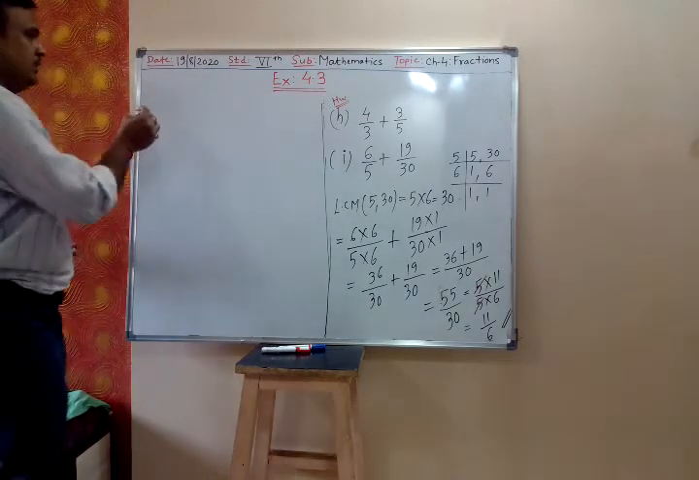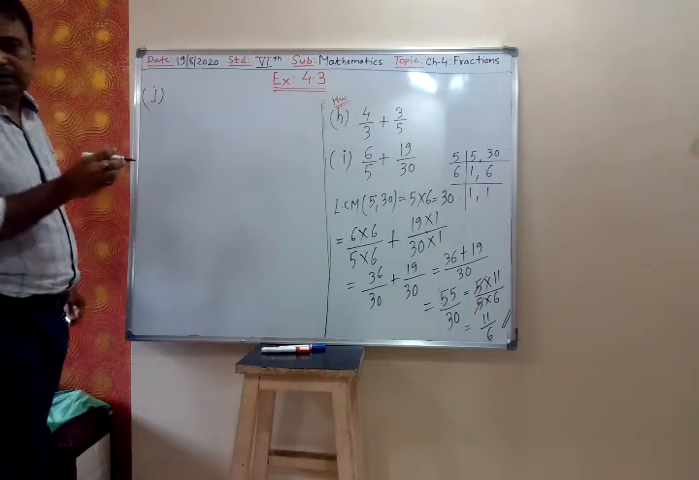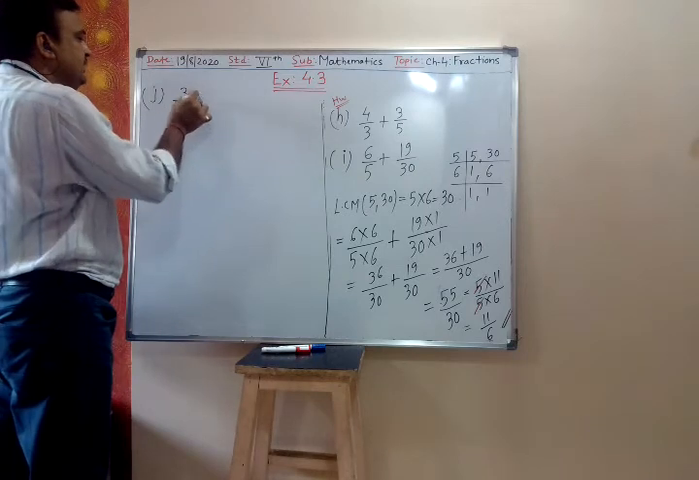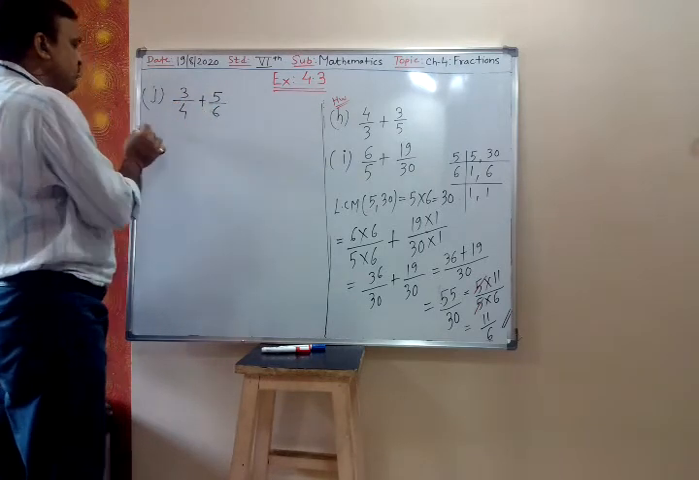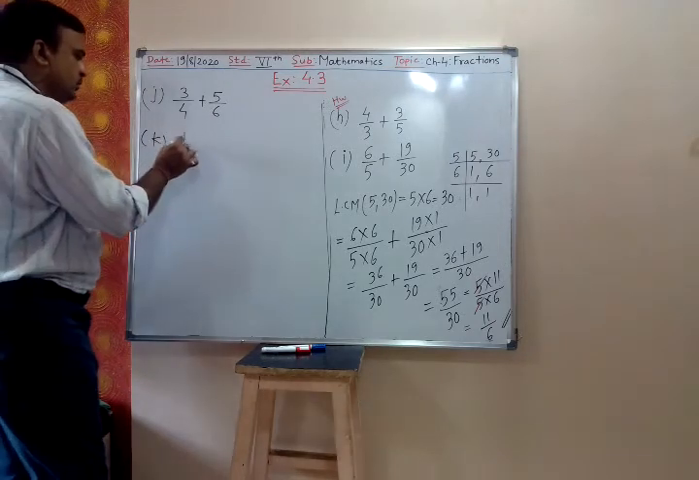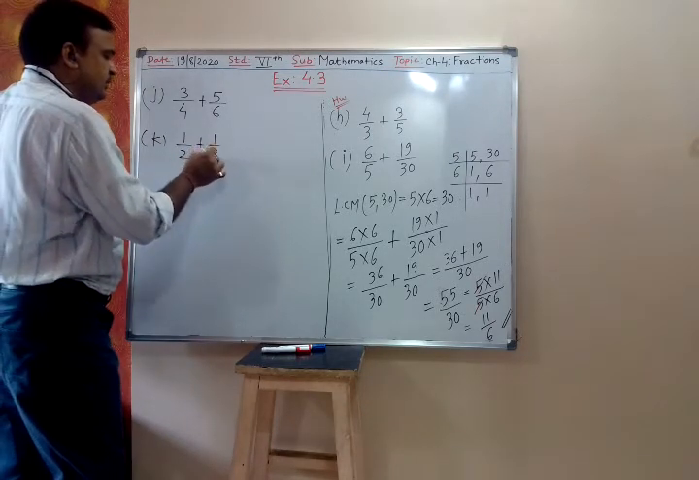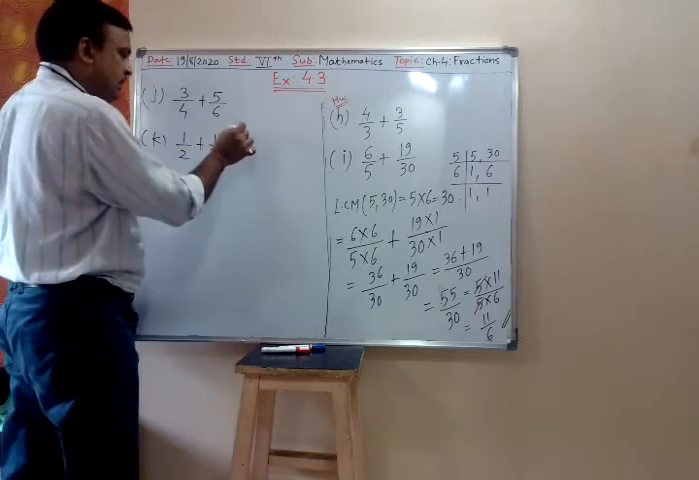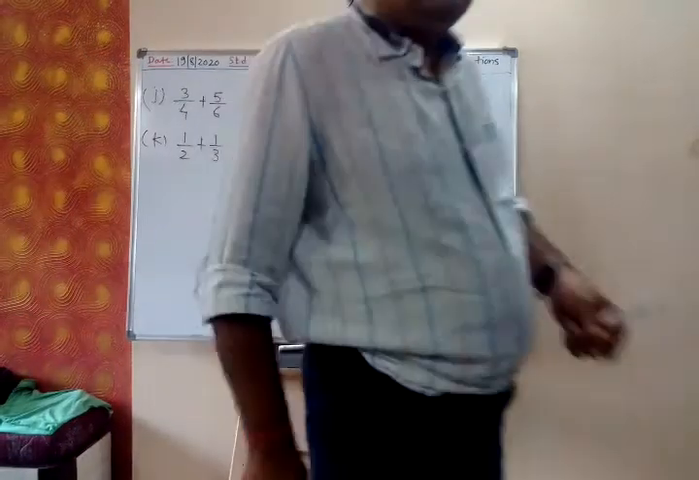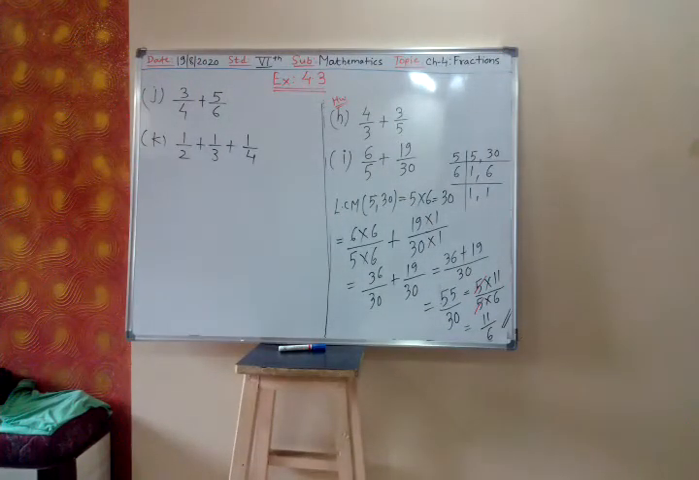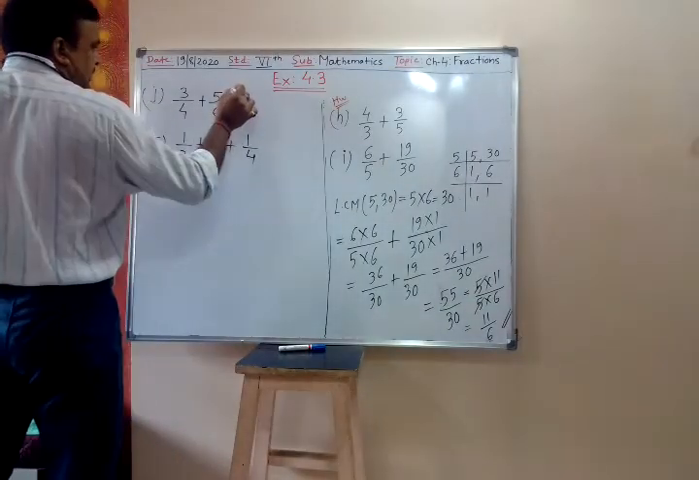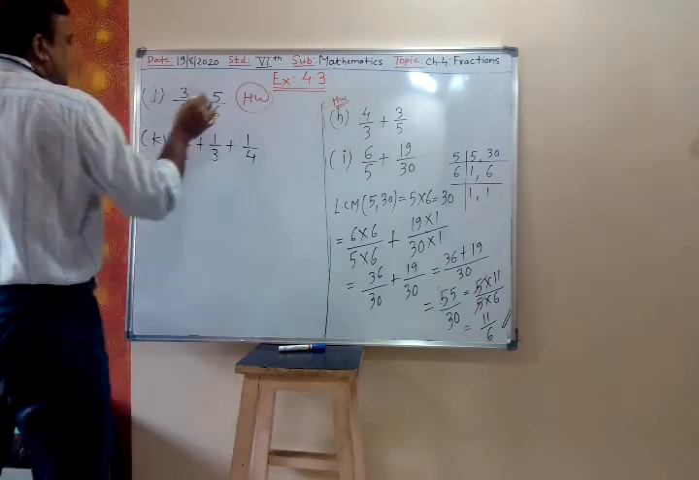Then J is 3 by 4 plus 5 by 6. This is my homework. K is 1 by 2 plus 1 by 3 plus 1 by 4. Wait. Yes, the board is very much clear, right? Now 3 by 4 plus 5 by 6 is homework. This J is homework.